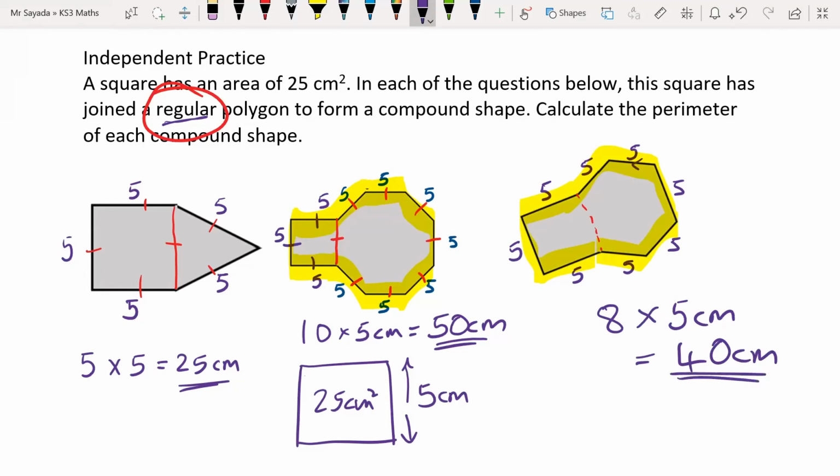So what we've done is reminded ourselves of the meaning of a regular polygon, that is a multi-sided shape where every side has the same length. And we've looked at finding the perimeter of compound shapes which have a square and a regular polygon attached together.